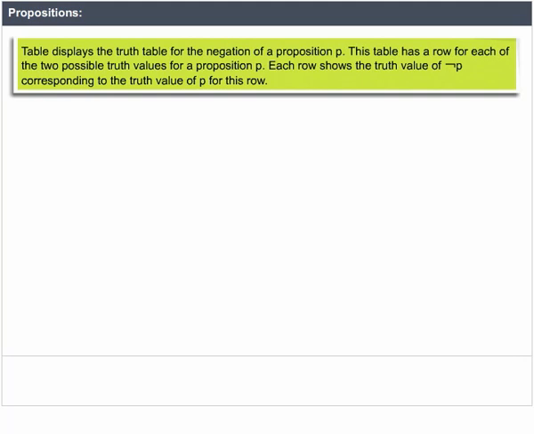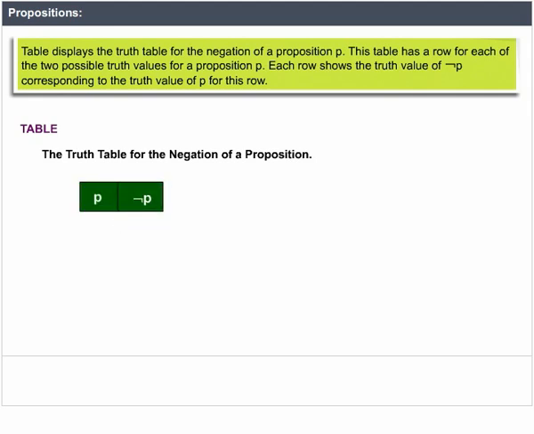This table has a row for each of the two possible truth values for a proposition P. Each row shows the truth value of negation P corresponding to the truth value of P for this row. Table: the truth table for the negation of a proposition. The table has two columns: P and negation of P. P represents T and F. Negation of P represents F and T.